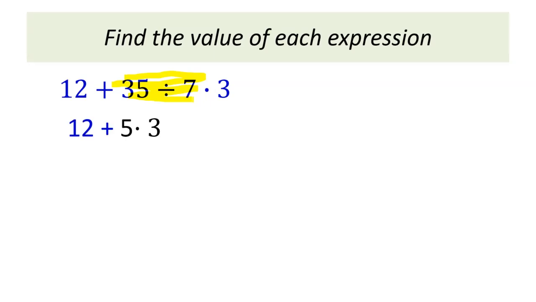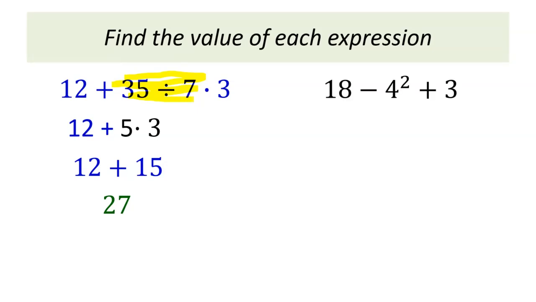Now I have 12 plus 5 times 3. Between adding and multiplication, you have to pick multiplication. 5 times 3 will be 15. 12 plus 15 will give me 27. Let's look at another problem.